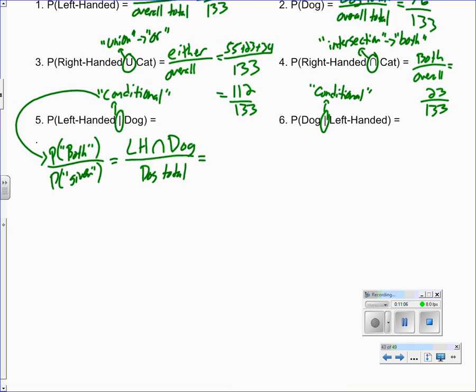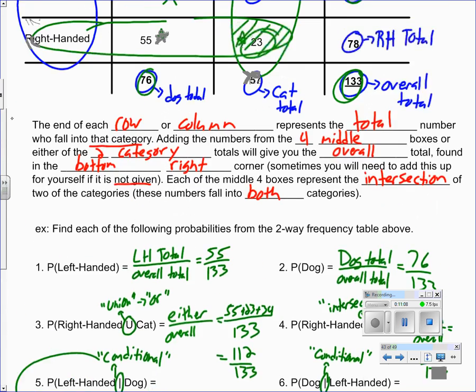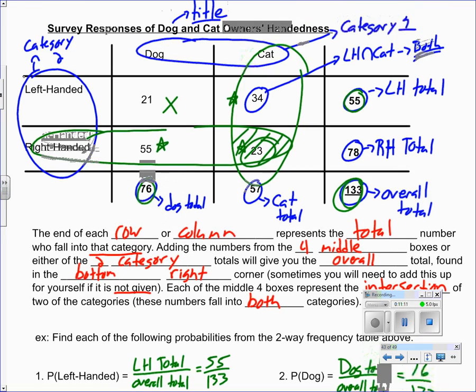So if you look back up at the table, this would be my intersection for left-handed dog owners. Right, they're both left-handed dog owners. They fall in the intersection of the two categories, so that's 21. And then we look, in this case, out of just the dog total, so that's our given event. So it's going to be 21 out of 76.